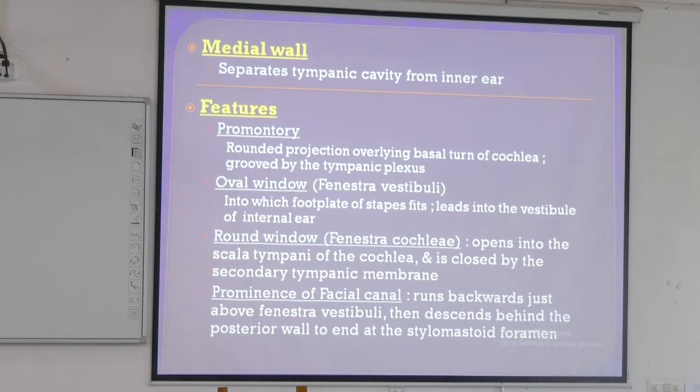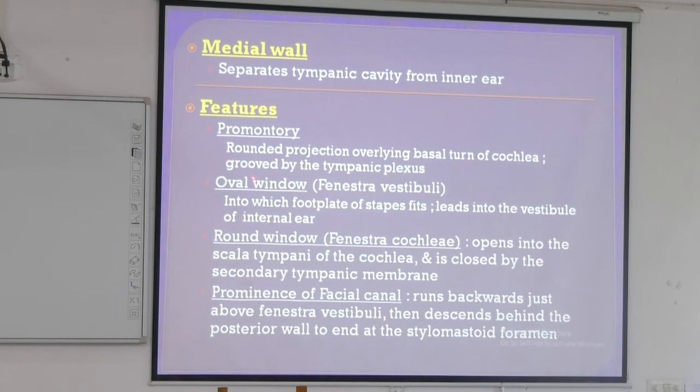The oval window is covered by the footplate of the stapes, and the round window is covered by a membrane, the secondary tympanic membrane. That's it. And on it we have the facial nerve crossing over. The facial nerve comes down from the brain, getting inside the stylomastoid foramen to reach the parotid gland. As it comes down, it runs an oblique course.